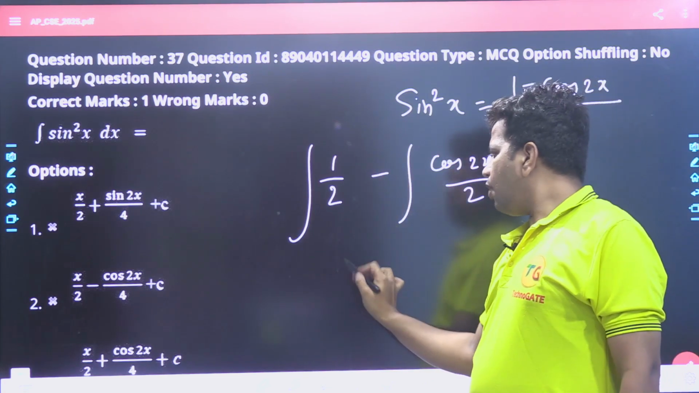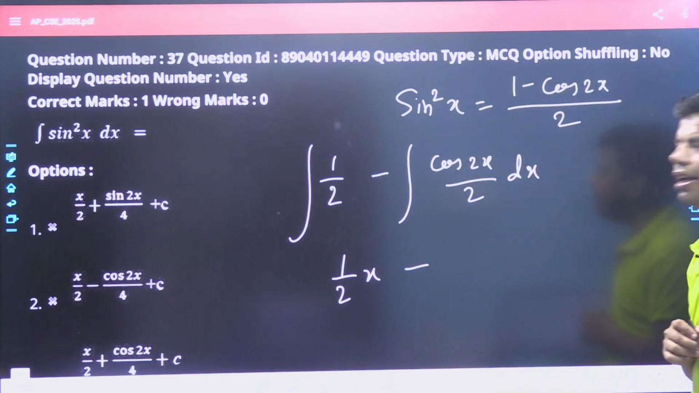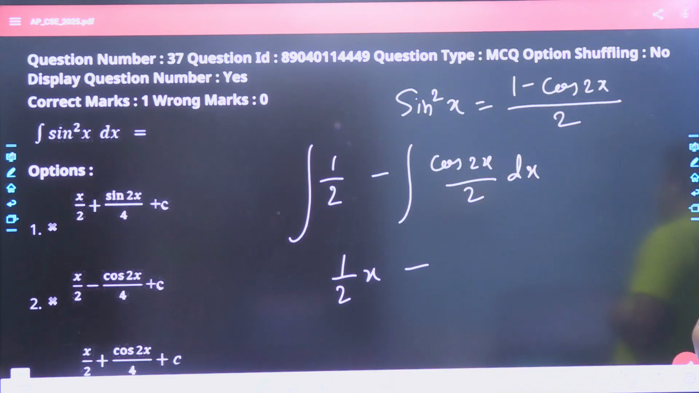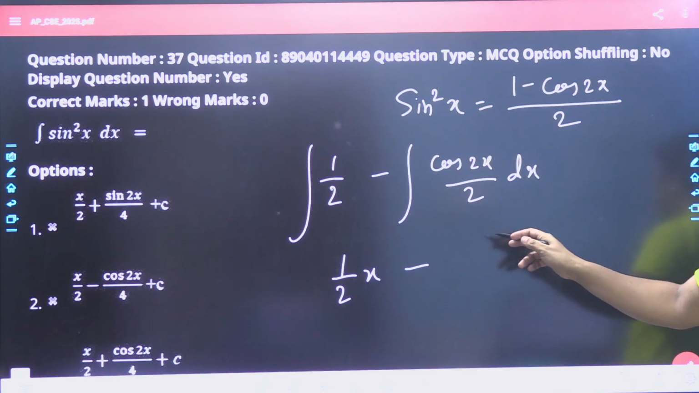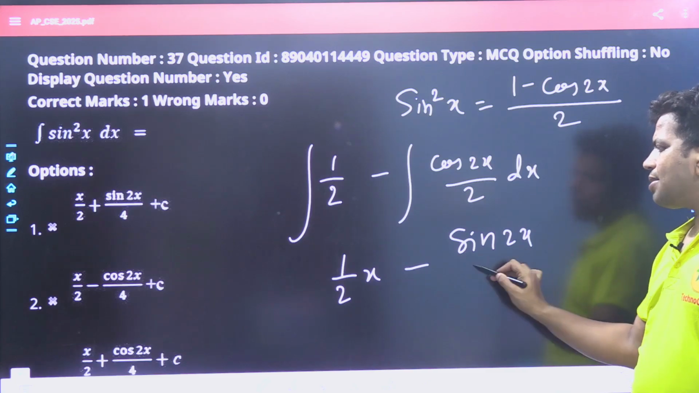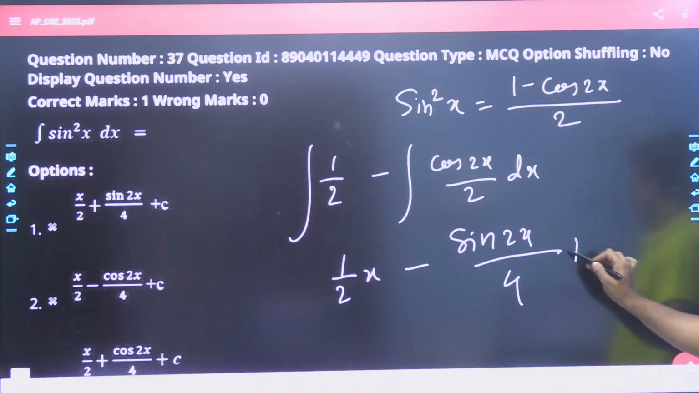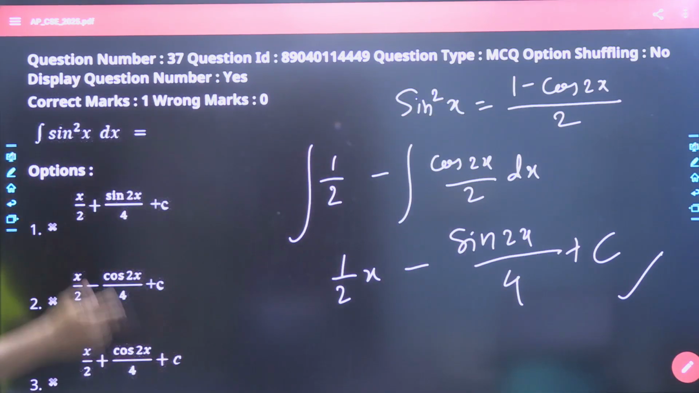So the integration of the constant term is 1 by 2 x, minus the integration of cos 2x by 2. So can we say that this integration is sine 2x divided by 4? So x by 2 minus sine 2x divided by 4 plus constant c, that would be your answer. You can see this option is given as the last one. Okay, the fourth one is the answer.